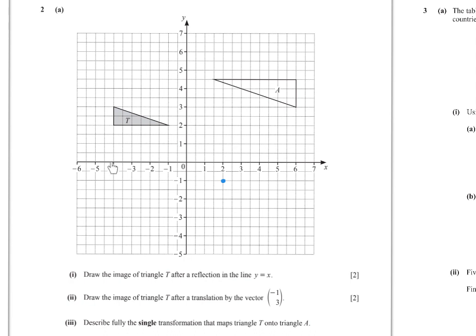The same for that point, negative 4 and 2. So 2 and negative 4. The last point, negative 4 and 3. So 3 and negative 4. Now join them. This is the image of triangle T by reflection in the line y equals x.